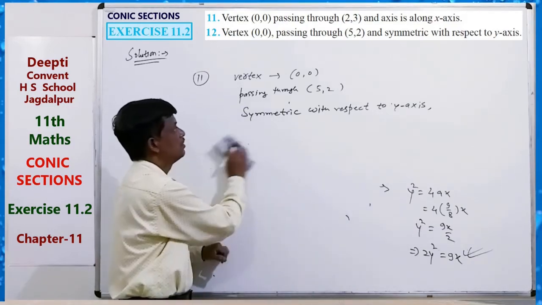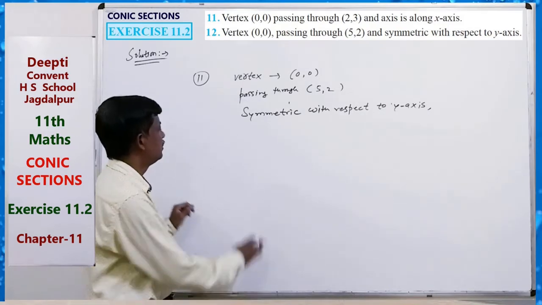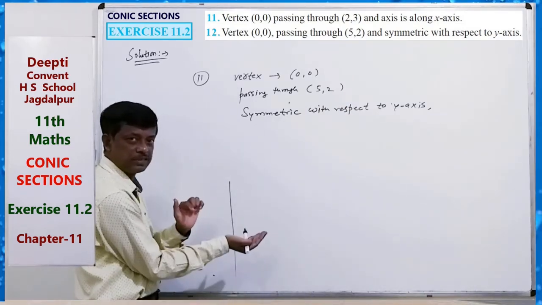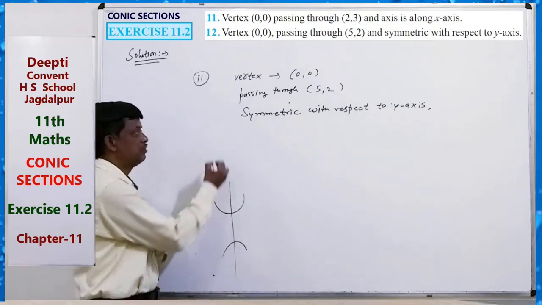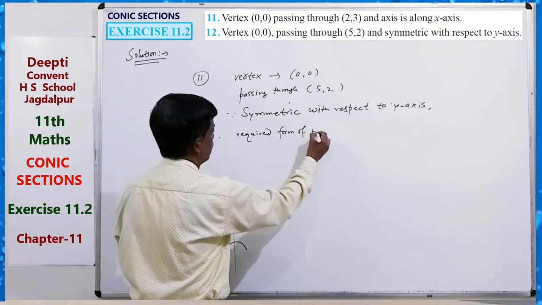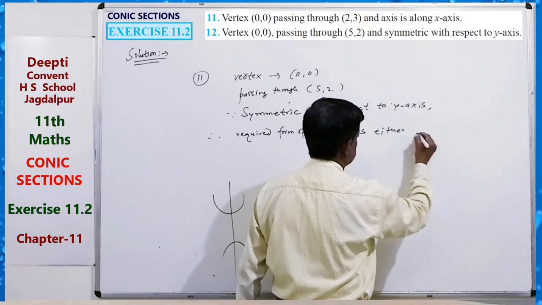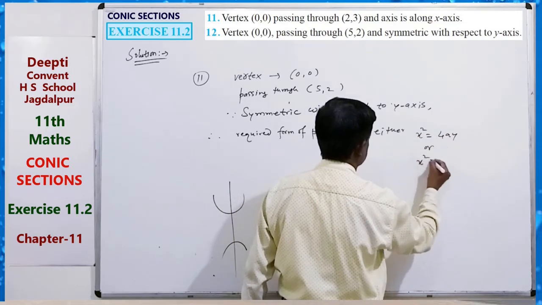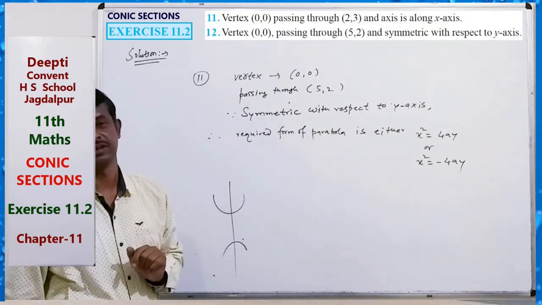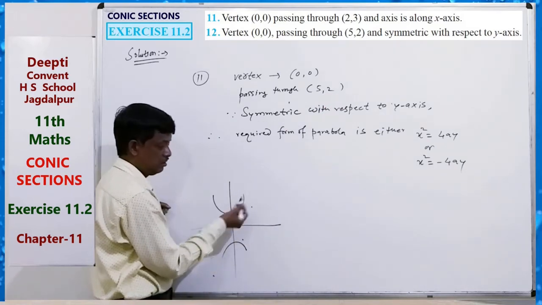From here you can find the equation of the parabola. First of all, decide the format of the parabola. What is the format? Since the parabola is symmetric with respect to the y-axis, the parabola will be either upward or downward. Therefore the required form of the parabola is either x square equals 4ay (upward) or x square equals minus 4ay (downward), because it is symmetric about the y-axis. Just give this logic. Now, which will be the final from this? Since the parabola passes through (5, 2) and (5, 2) lies in the first quadrant, upward is final.